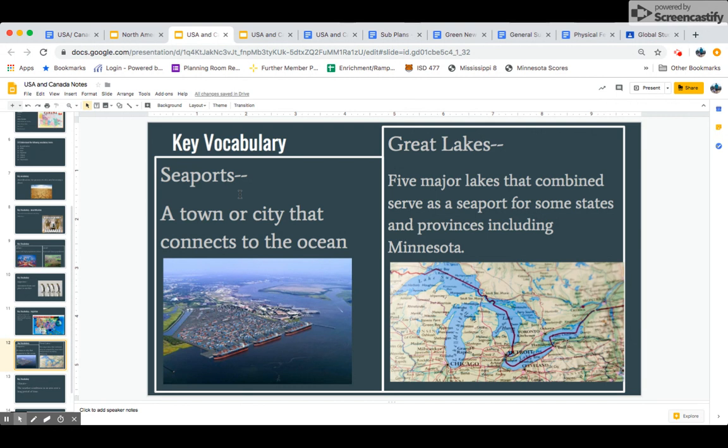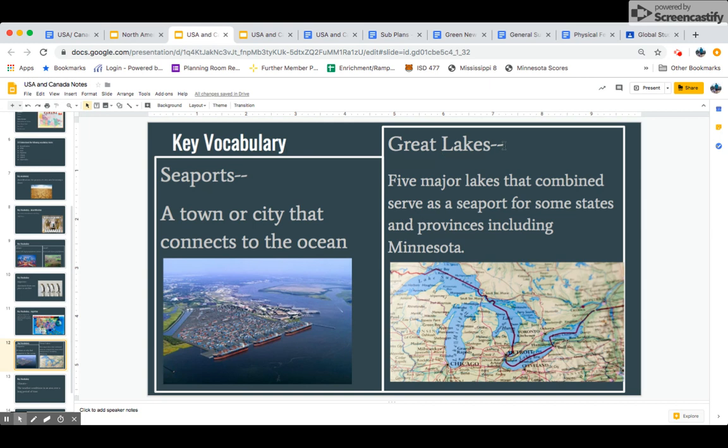Not as much with Canada, but for the United States, most of the major cities are on a seaport. Los Angeles is on the ocean. New York City is on the ocean. Those are just a couple. And there are obviously other major cities that aren't on the ocean. But many major cities tend to be on seaports, as it gives factories and industrial jobs easier access to the ocean and to other trading partners.